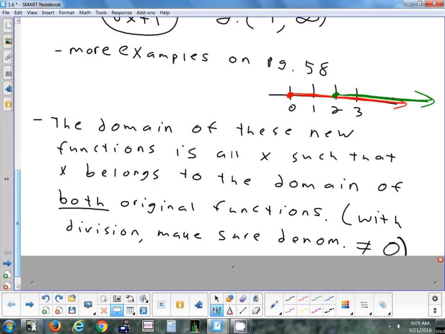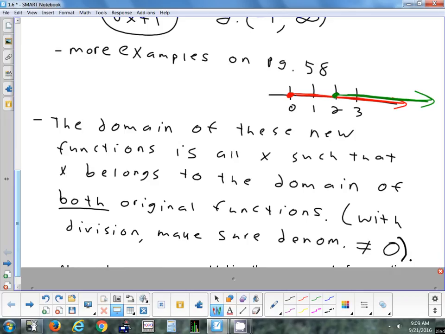I have to pick numbers that are in both of the original functions. If I pick the number 1, well, that would work in whatever the red function is. But 1 does not work in whatever the green function is, for whatever reason. So you've got to pick numbers that are in both. And as we just saw in the last example, make sure you never have a number in the domain that would cause you to divide by 0.